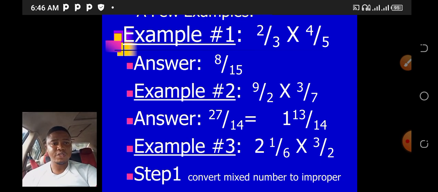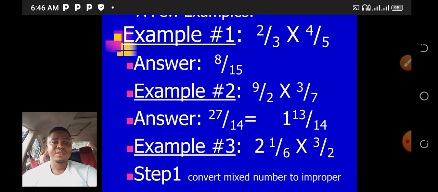So example 2 says 9 over 2 times 3 over 7. 9 times 3 is 27. 2 times 7 is what? 14. You can see how simple this is. So that's how you got your answer. But 27 over 14 is an improper fraction. We all know what improper fractions are. They are fractions whose numerator is bigger than the denominator.